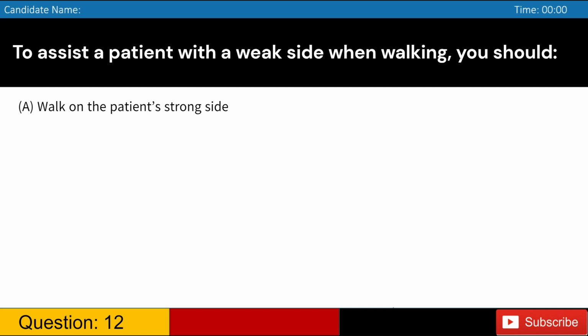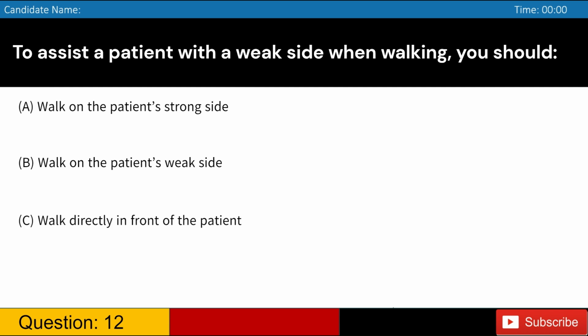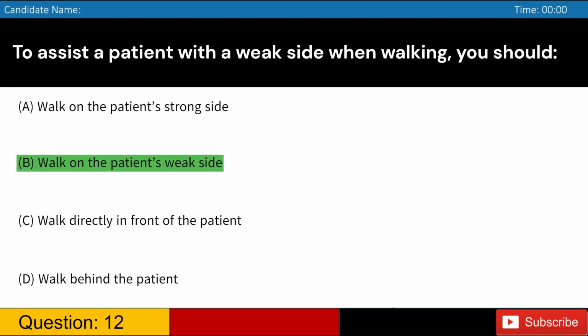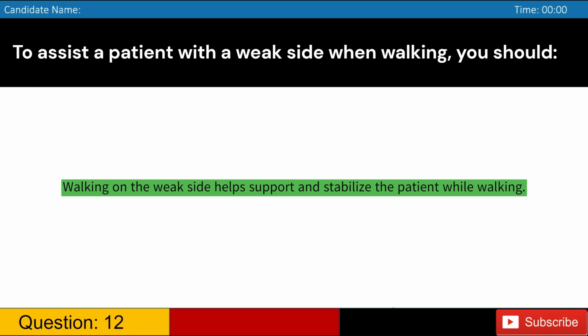To assist a patient with a weak side when walking, you should: A. Walk on the patient's strong side. B. Walk on the patient's weak side. C. Walk directly in front of the patient. D. Walk behind the patient. Answer B. Walking on the weak side helps support and stabilize the patient while walking.